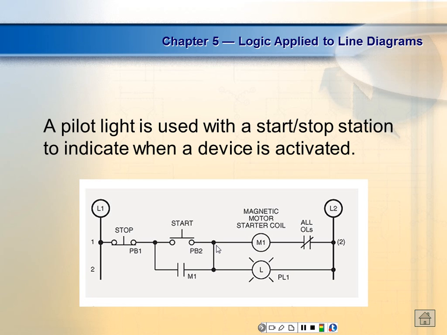A pilot light is used with a start-stop station. We use pilot lights a lot. Why do we use pilot lights a lot? Because we're a visually oriented species, right? We like to see things. In a lot of these plants, the relays are nowhere near the operator station, the push button station. They're off in a house somewhere. So you're going to be up here, you're going to press a button, and you want to see that they go chomp, right? Because the relays are going to be right by you. So what they do is they use a lot of indicator lights.